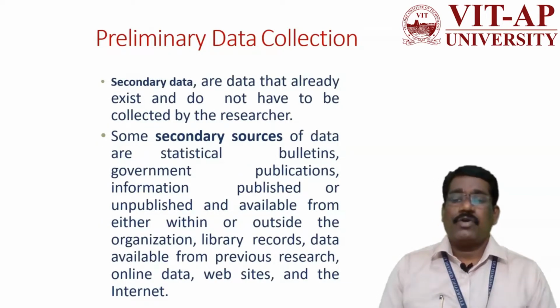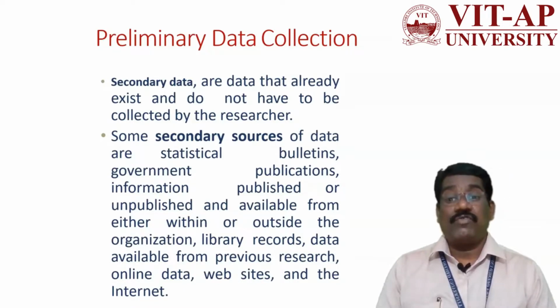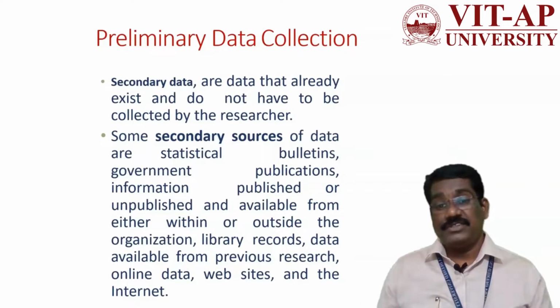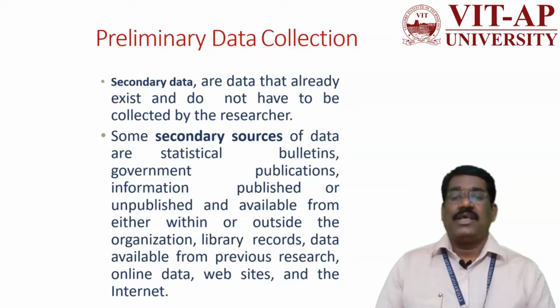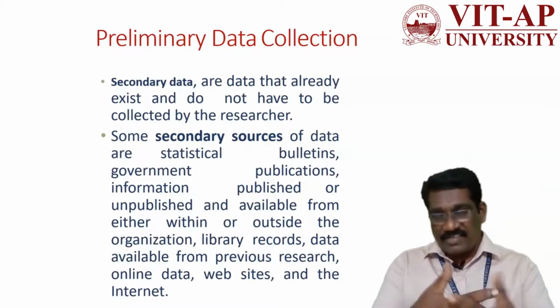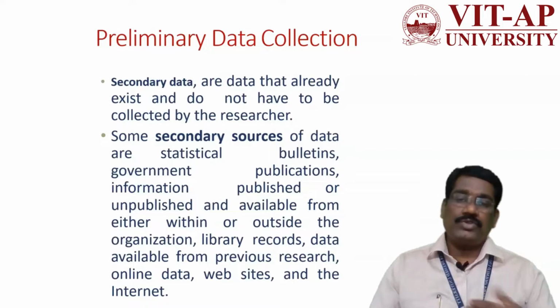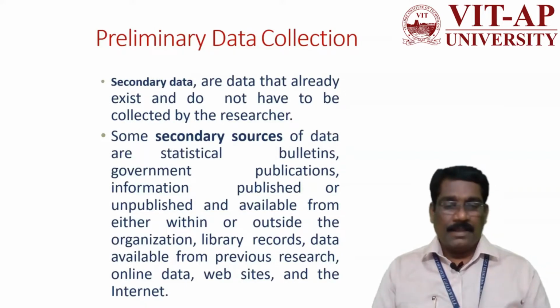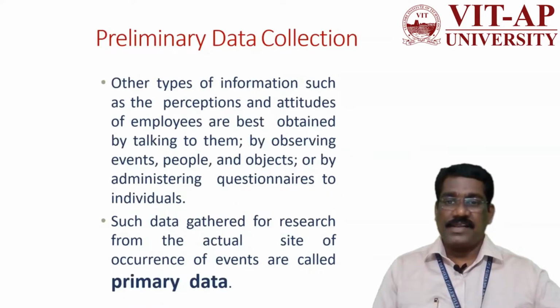Next, talking about secondary data, or data that already exist and do not have to be collected by the researcher. Some secondary sources of data are statistical publications, bulletins, government publications, information published or unpublished from outside the organization, library records, data available from previous research, online data, and, as I said earlier, the website of the airline company and internet sources. This is data already collected, which is considered to be secondary data.